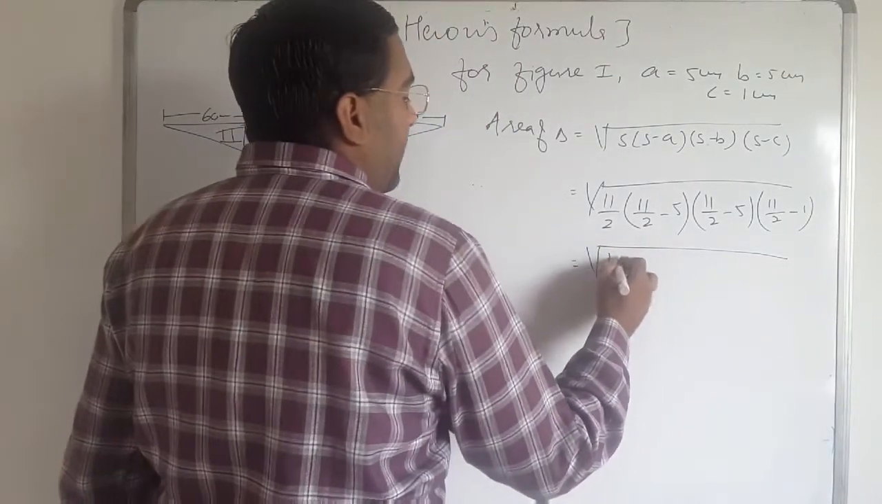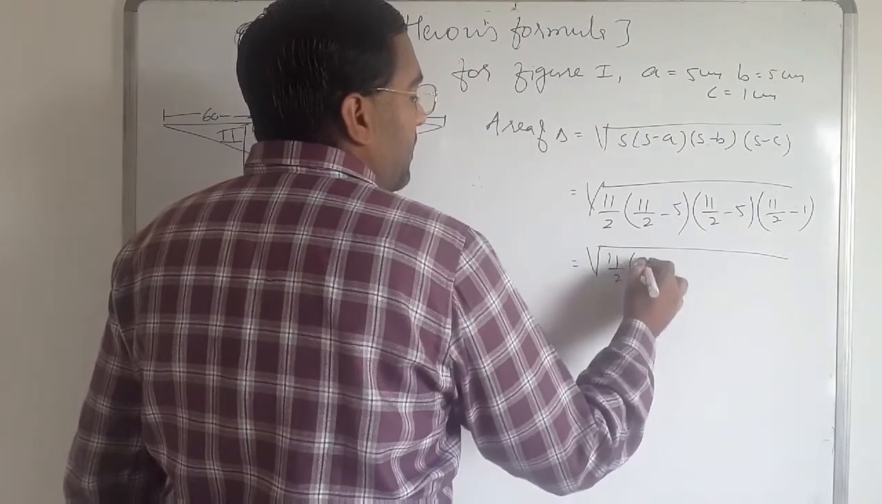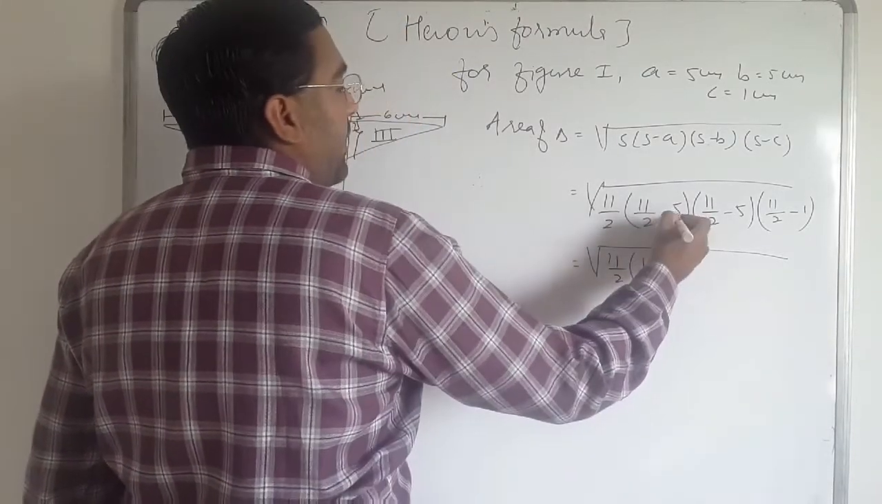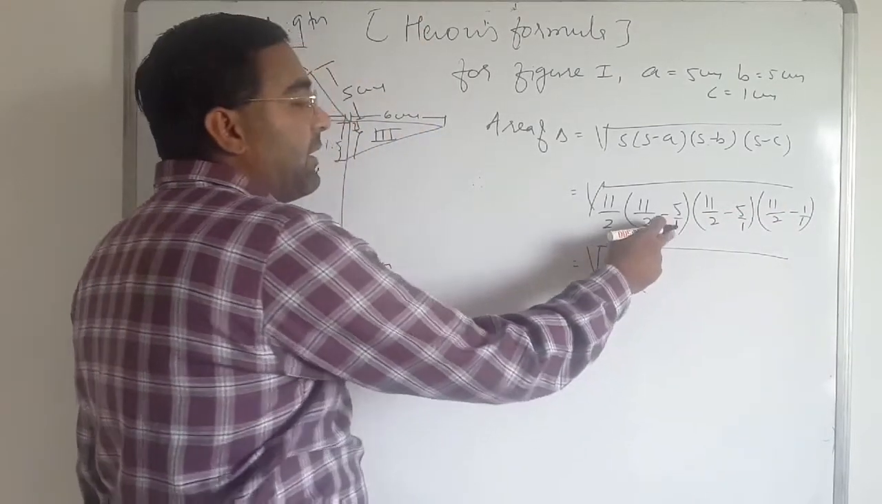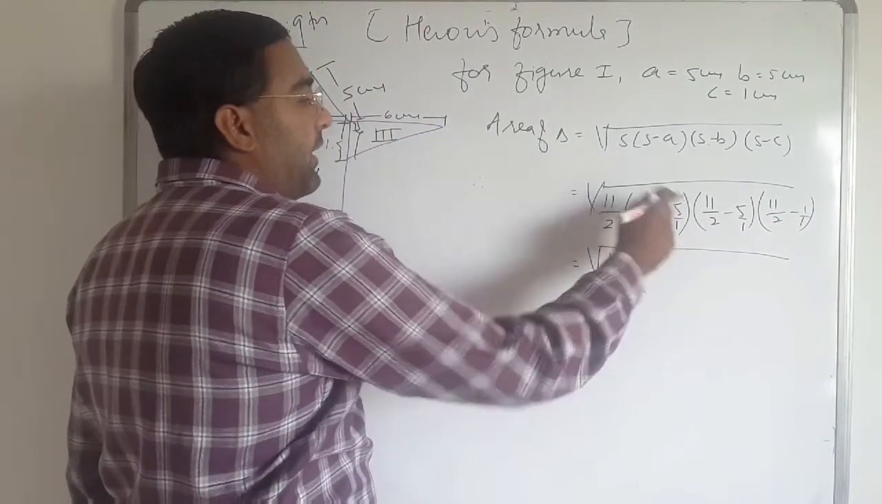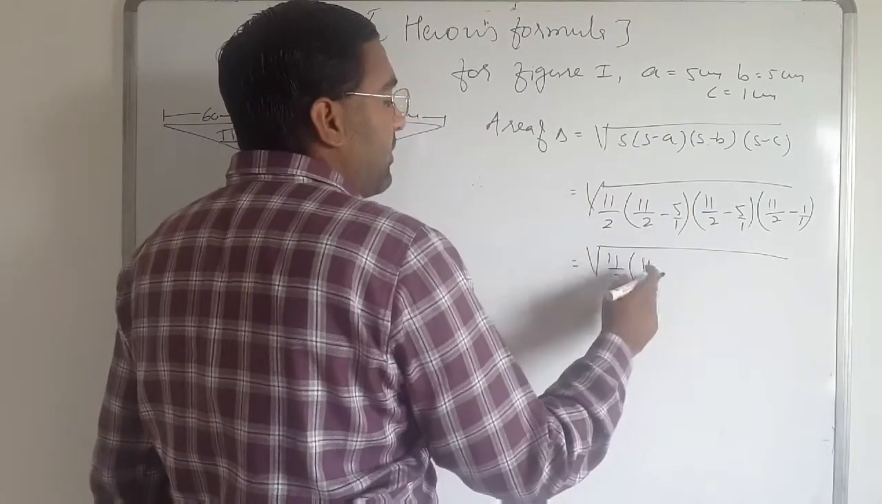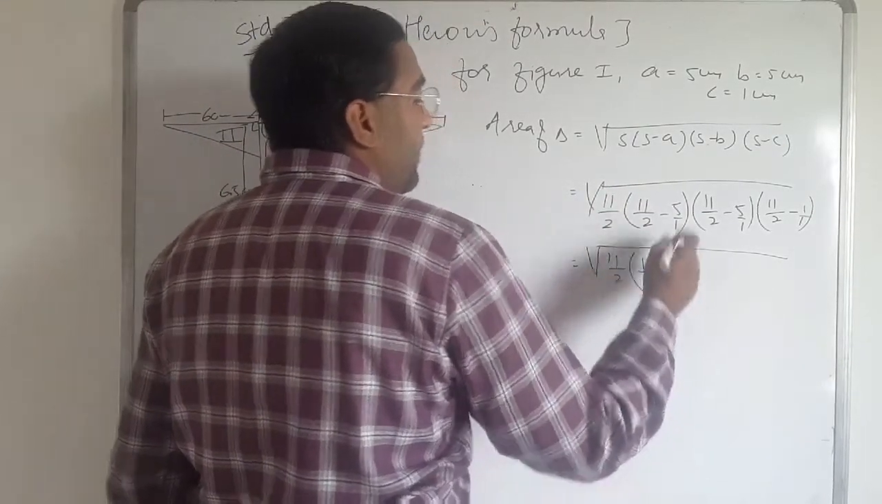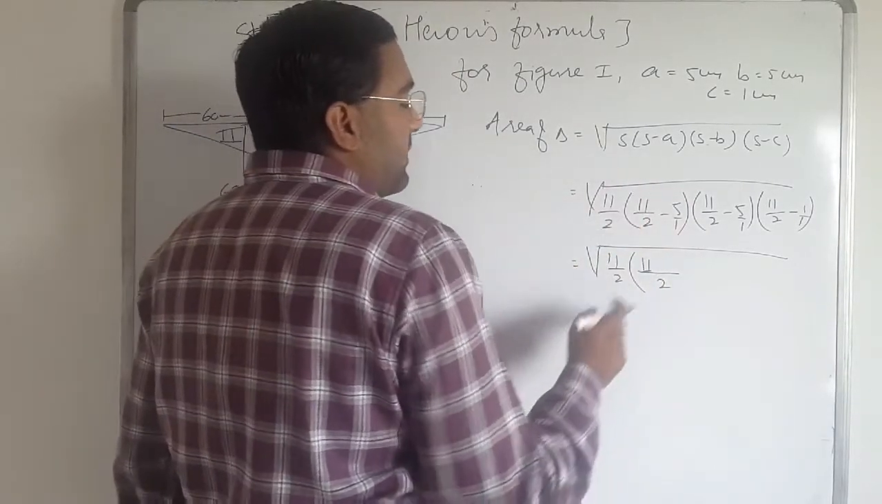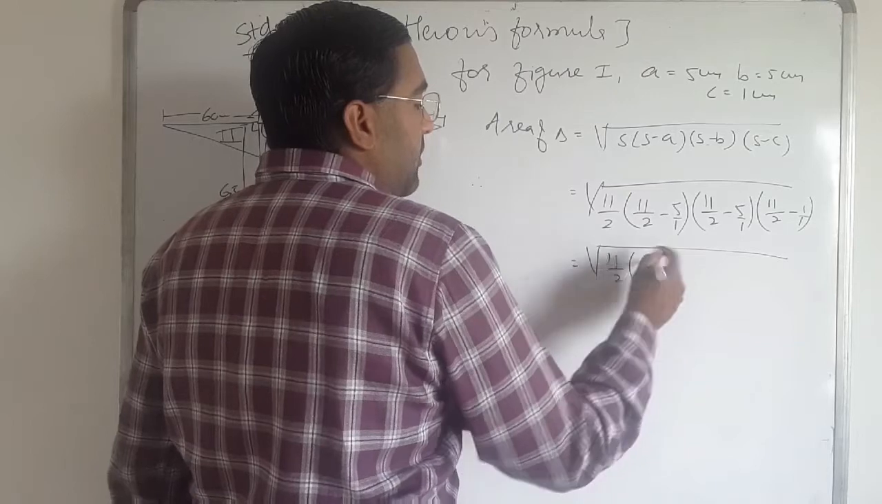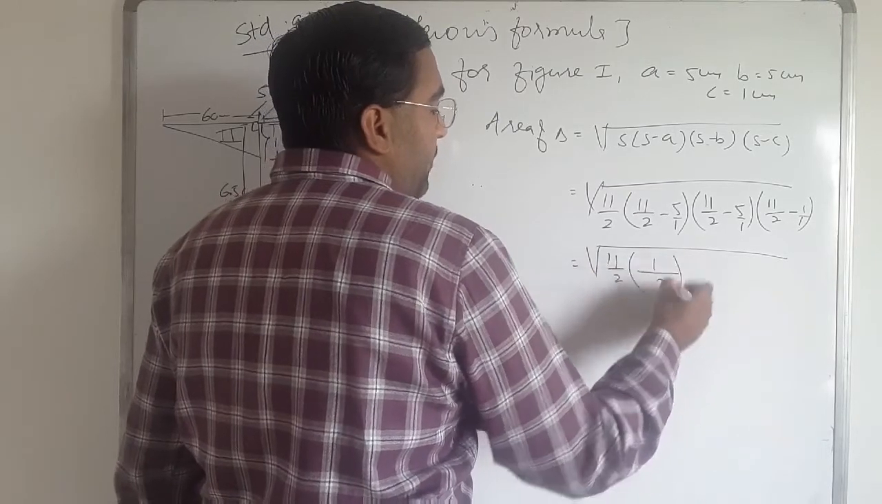So 11 by 2, 11, here we have to take LCM. 2 ones are 2 and 2 5s are 10. LCM is 2, therefore we have to multiply 2 with the 5, therefore 2 5s are 10. 11 minus 10, that is 1. So my answer is 1 by 2.